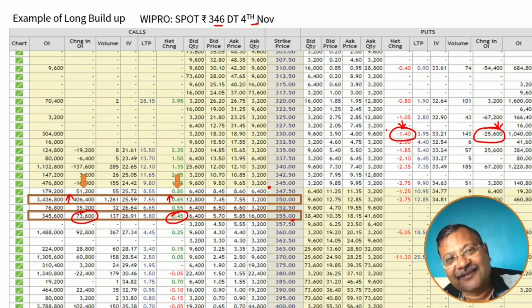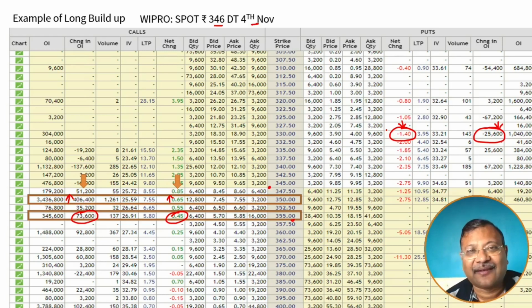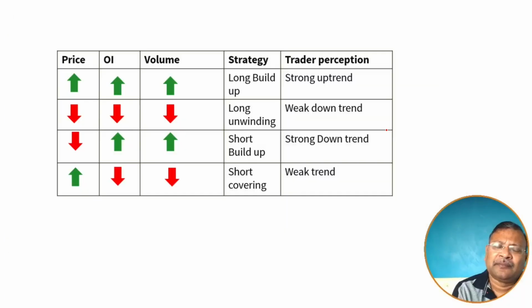Now, as a trader, this is important because this gives you a clear indication that at a current market price of 346, maybe Wipro is a good buy. And you can look to a potential gain of up to say 9 rupees. How to analyze the trend? By looking at price, open interest and volume.